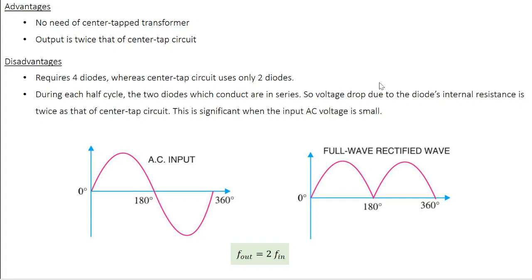So you know that in the case of a series circuit, voltage drop happens across each of the resistors, right? So voltage drop due to the diode's internal resistance is twice as that of a center tap circuit, because in center tap circuit during each half cycle you have only 1 diode operating, right? So here voltage drop is almost double.